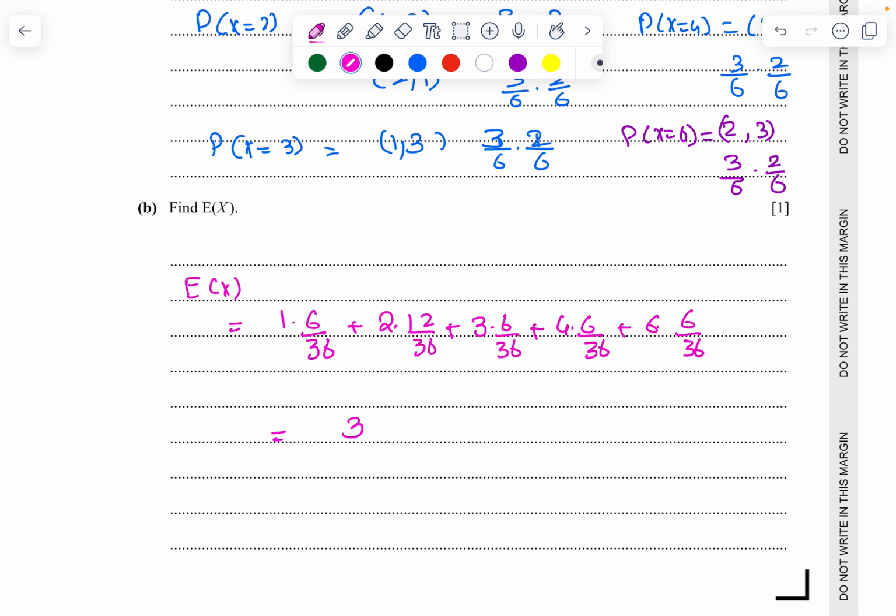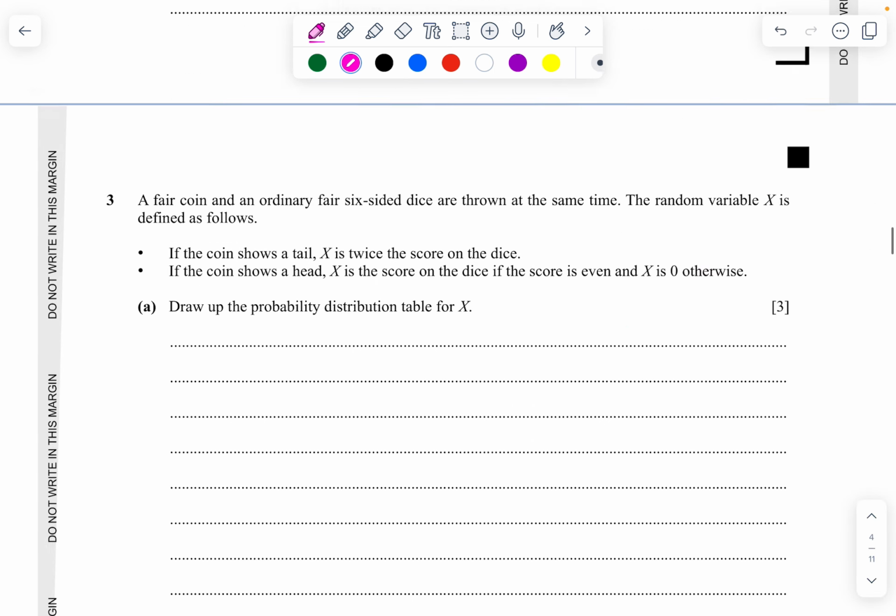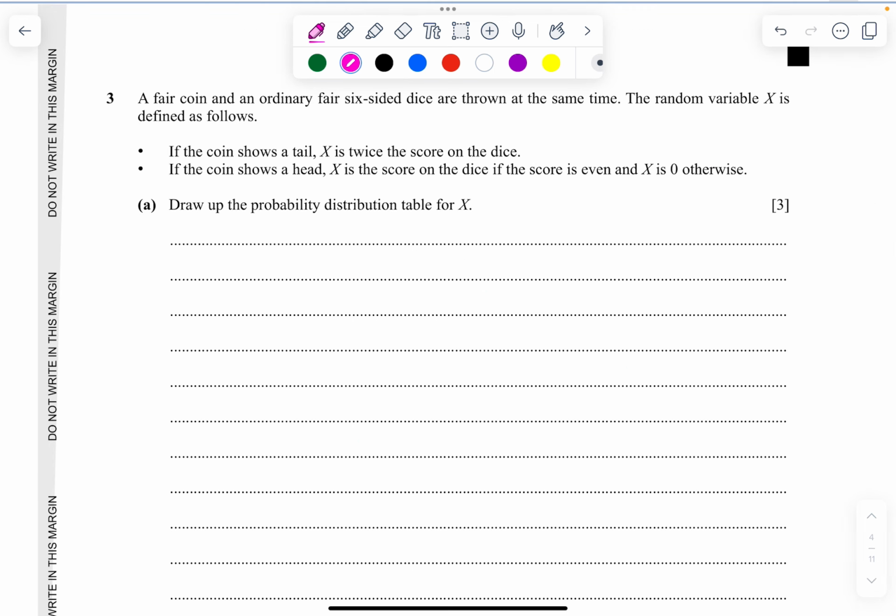Next, coming to question number 3. That one was question number 2, and now coming to question number 3. Question number 3 says a fair coin and an ordinary fair six-sided dice are thrown at the same time.